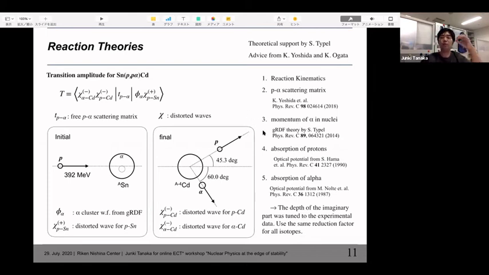We also take the absorption of protons and alpha particles into consideration using the global optical potentials. And I need to mention here that only the imaginary part of the optical potential for the emitted alpha particle and cadmium system was normalized to fit the experimental data. And the same reduction factor was used for all the isotopes, so as not to change the isotopic trend.